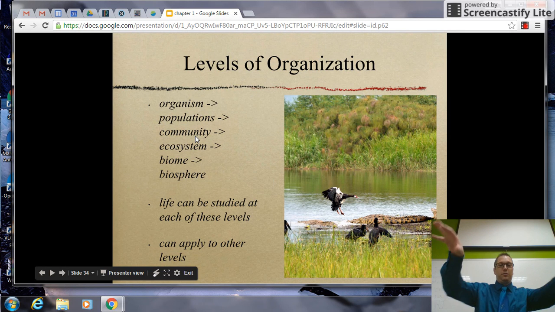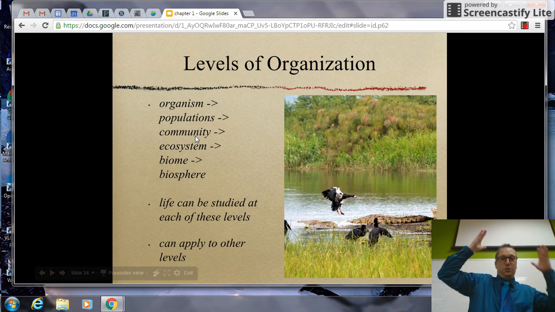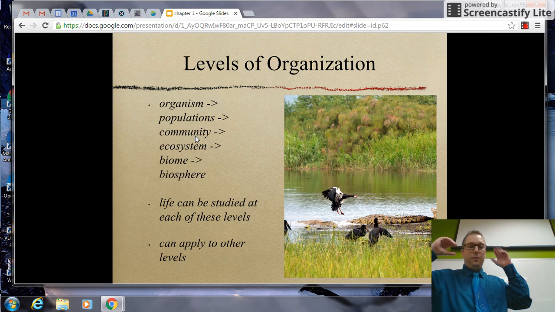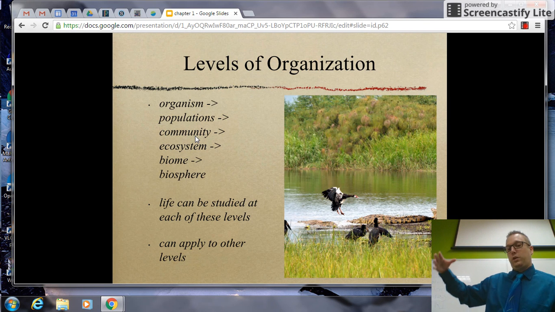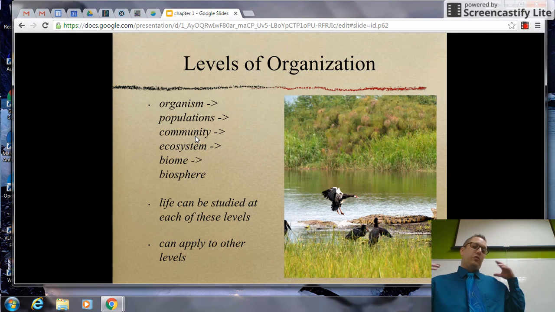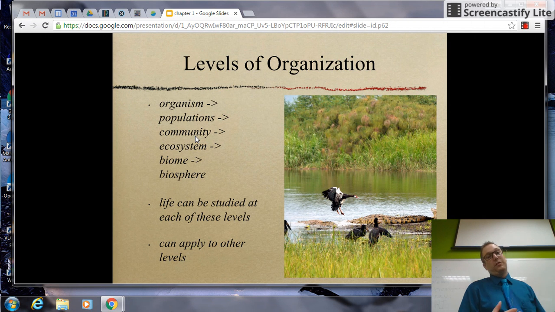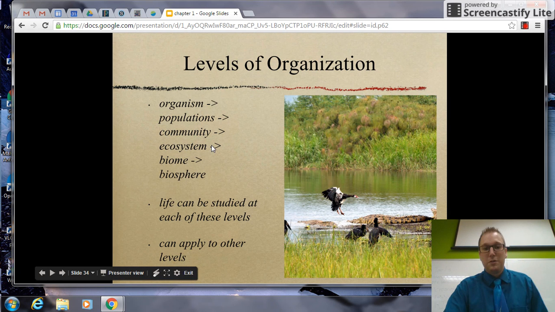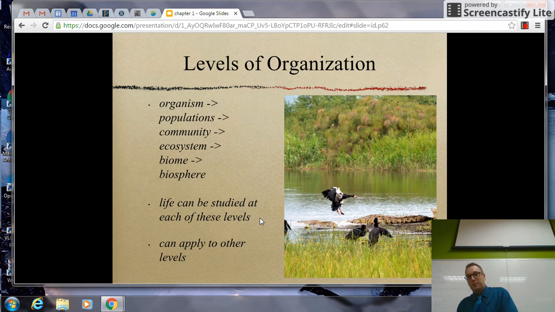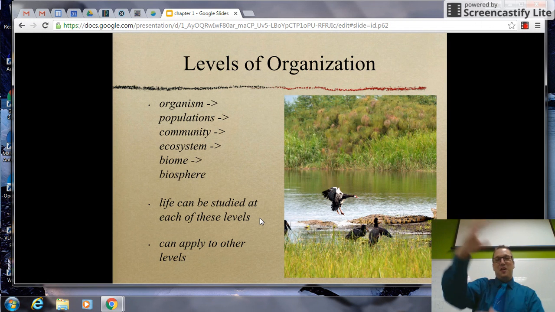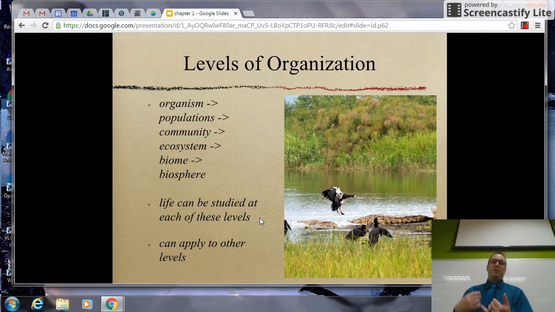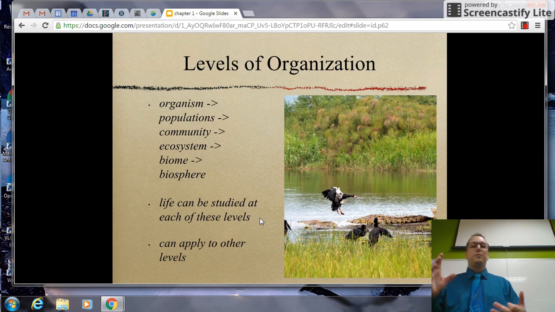Communities are all of the different species in an area. So not just all the people in Carni, but all of the people, the grass, the trees, the squirrels, the chipmunks, the rabbits, the deer, everything living in Carni. Then we have ecosystems. Ecosystems are everything living and non-living in the environment. So you add in the water, the rocks, the weather.